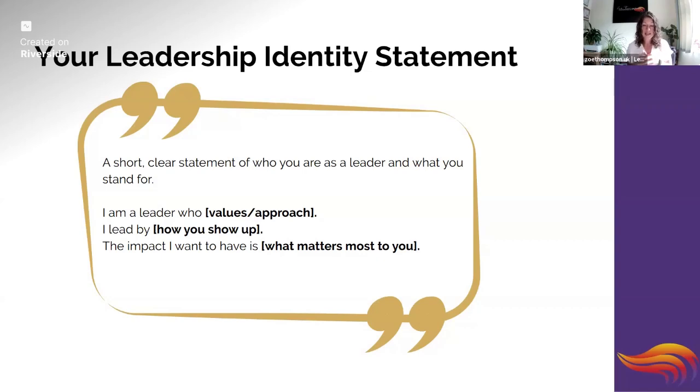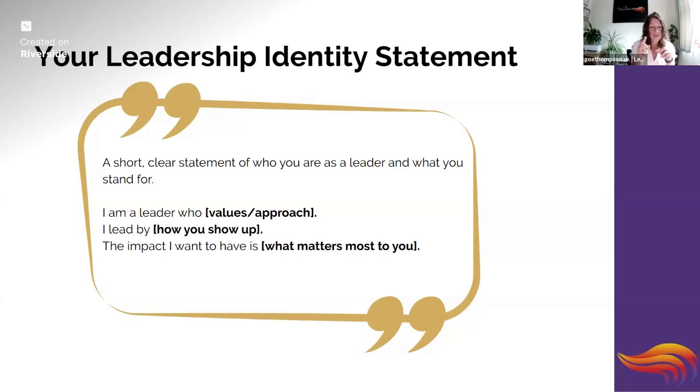There's some sentences here that will help you to write the statement. I am a leader who, what do you value? What's your approach? I lead by, how do you want to show up? The impact I want to have is what matters most to you. You don't need to follow this in a prescriptive way.